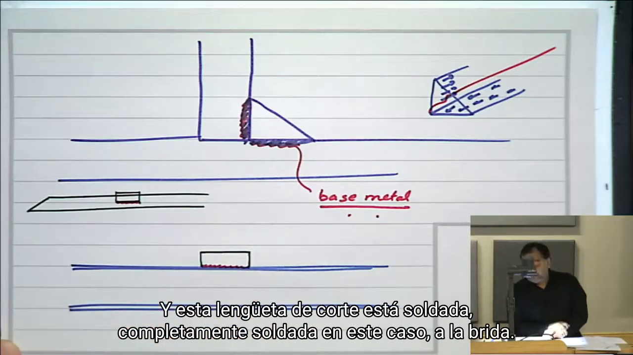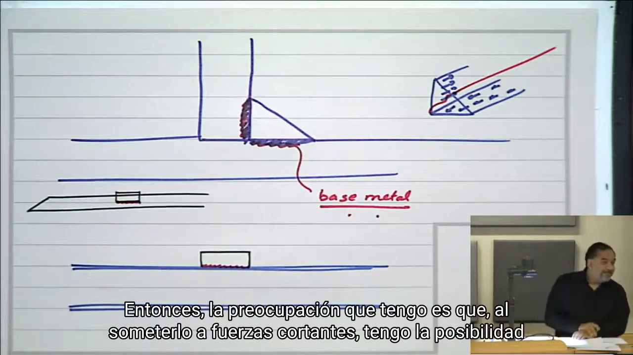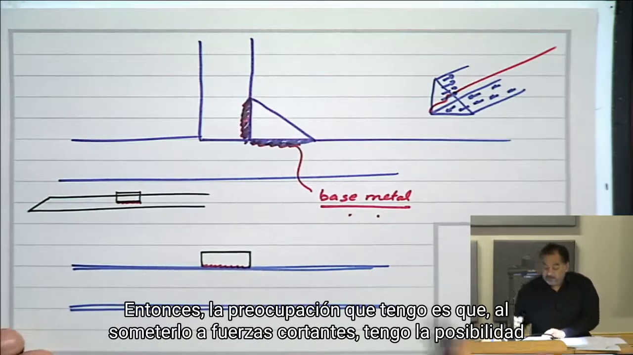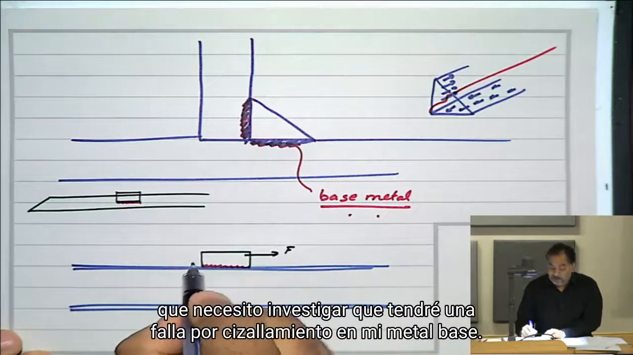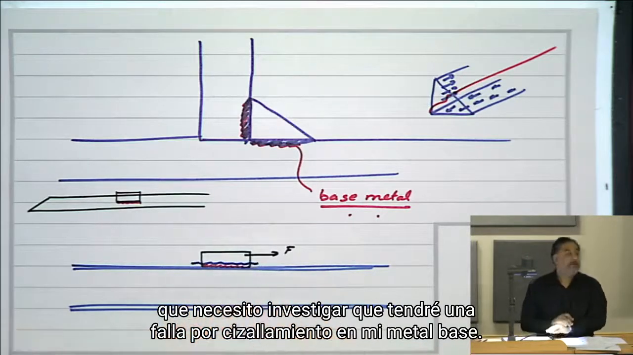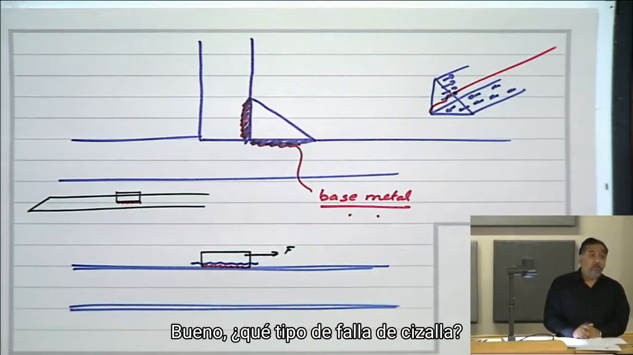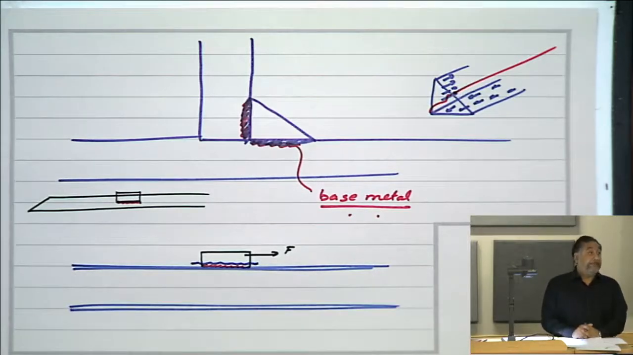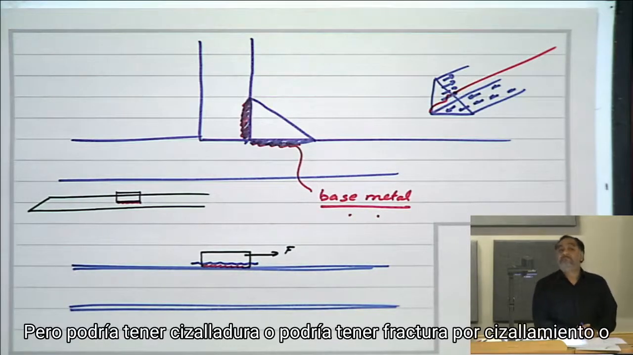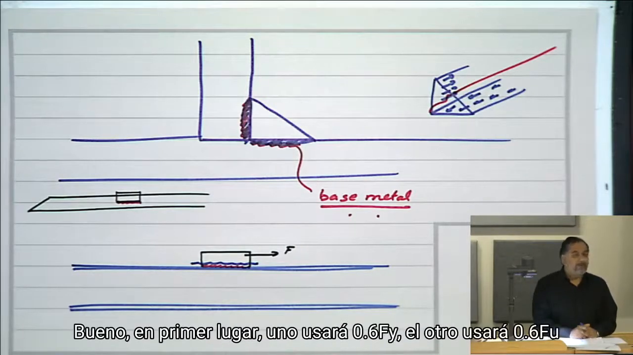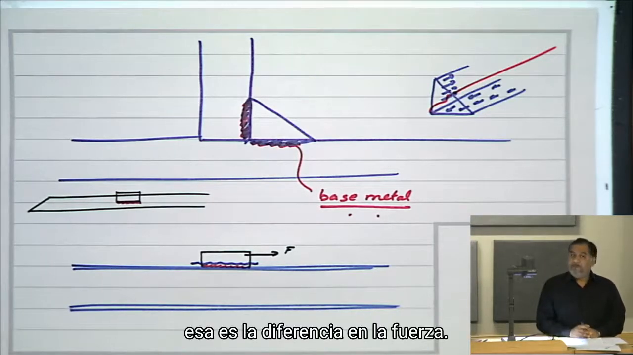to the flange. So the concern I have is that as I subject it to shear forces, I have the possibility that I need to investigate that I'll have shear failure in my base metal. Well, what kind of shear failure? Well, I could have shear yielding, or I could have shear fracture. Well, what's the difference between the two? Well, first of all, one will use 0.6 Fy, the other will use 0.6 times Fu. That's the difference in the strength.